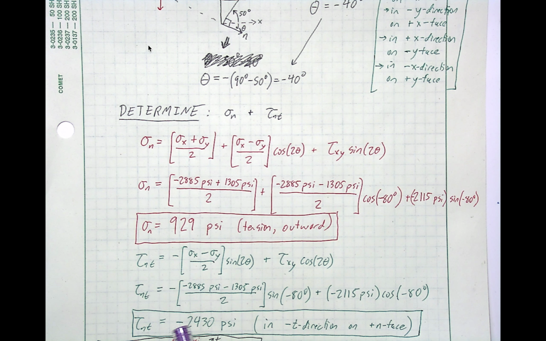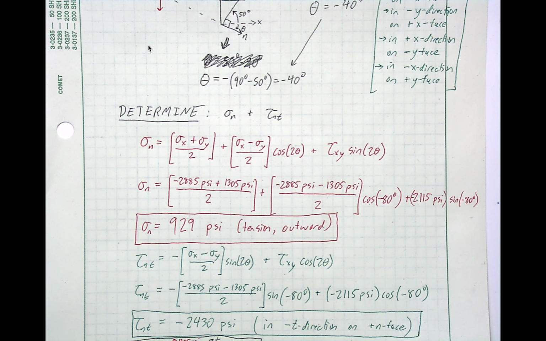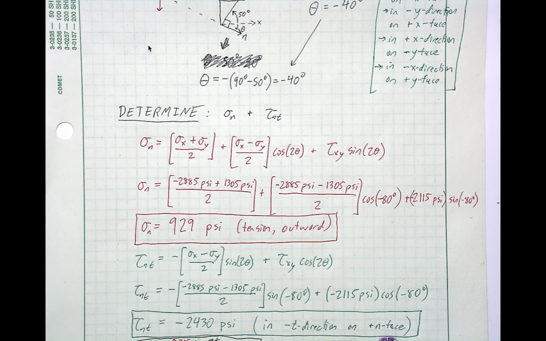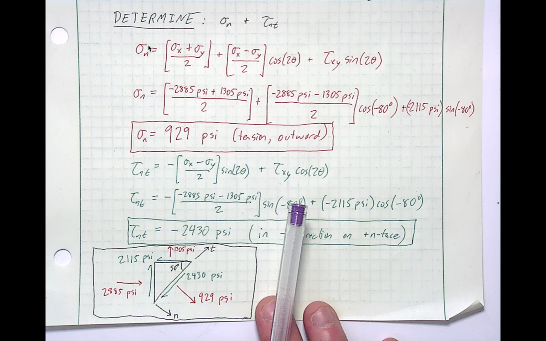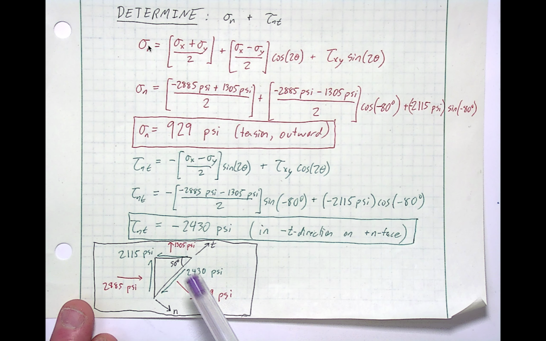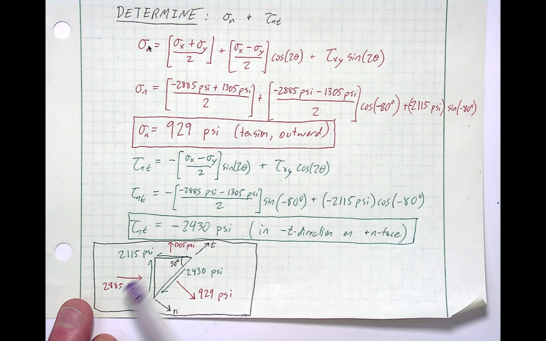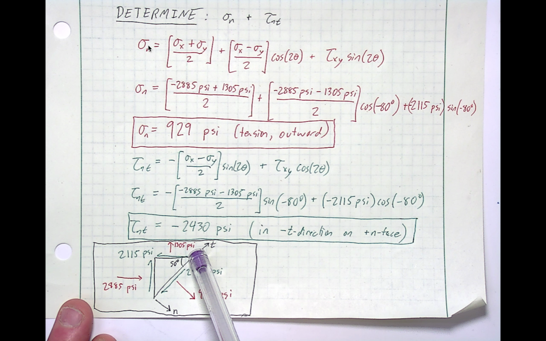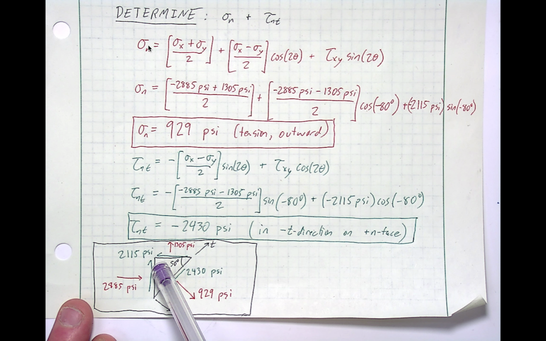We do get a negative quantity here for shear stress, which means that when we go to our positive end face, this will be acting in the negative t direction. And that's how we draw this element. First, we'll start over here. This is the x compressive stress. This is the y tension stress. Those are our normal stresses. In green, on the x and y faces, we have the tau xy, which is 2115, and it's negative, but the negative comes from the directions that they're drawn.